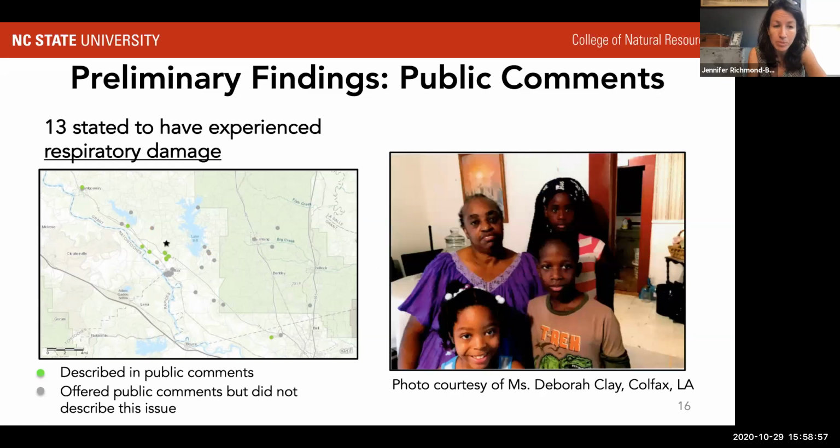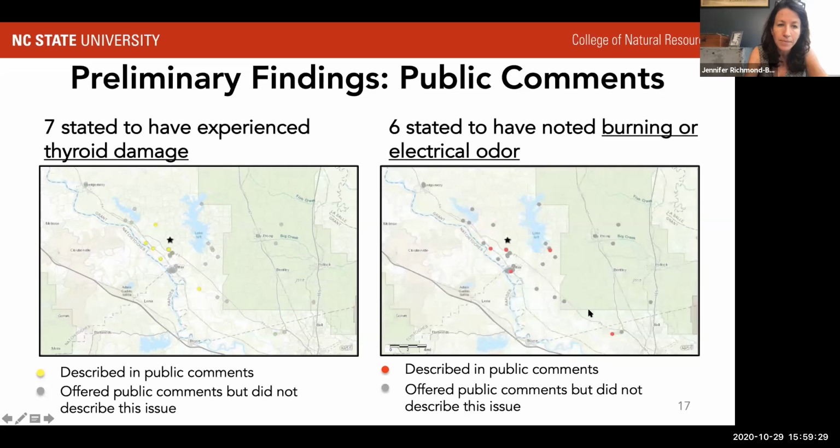13 stated to have experienced respiratory damage. Again, most of those are in very close proximity to the facility, but a few further away. That same person in Rapides Parish, I think the other person in Montgomery, and what's shown here is just a picture of community members, just to kind of drive home the point that you've got an older population, but also children and grandchildren living in this community in close proximity.